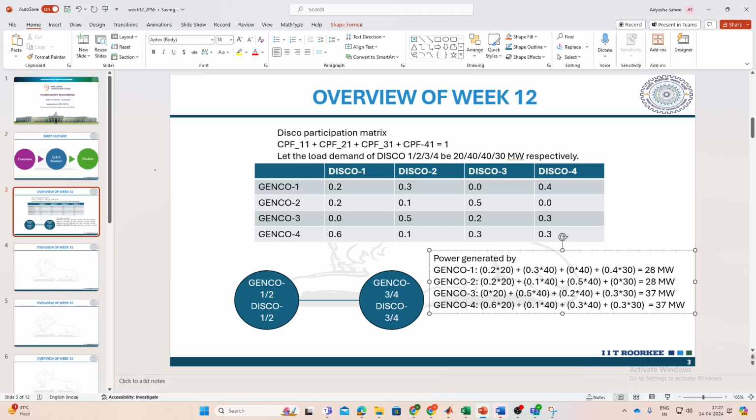Here it is 0.6, 0.1, 0.3 and 0.3. Yeah, 37.